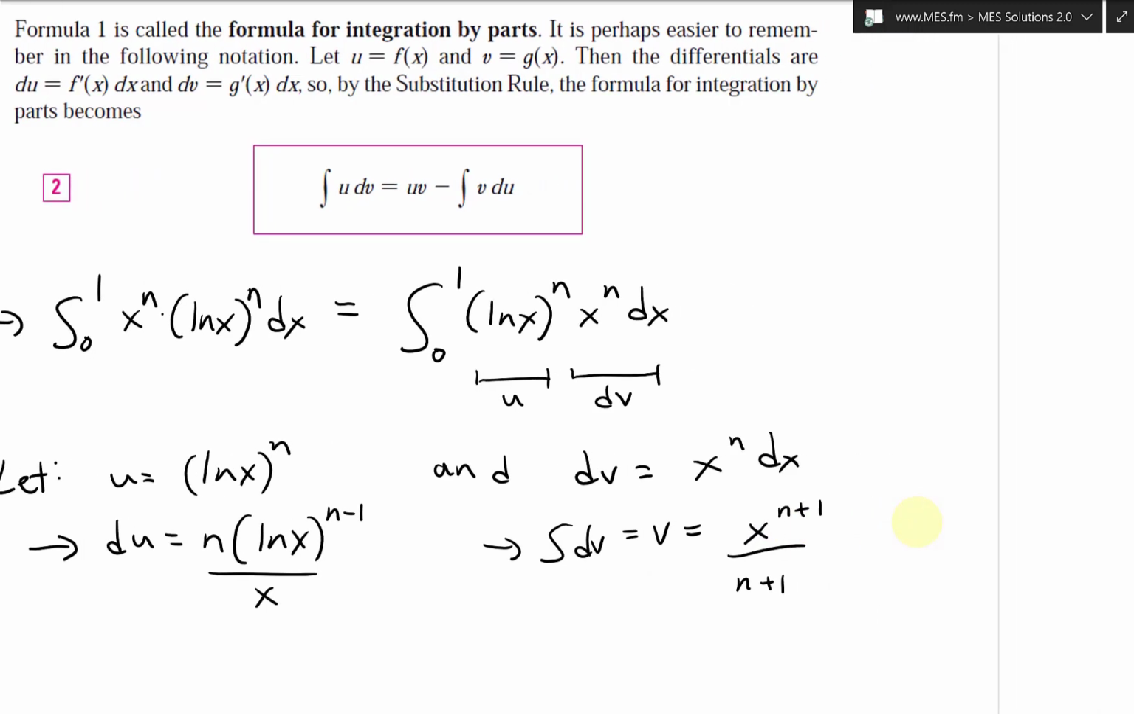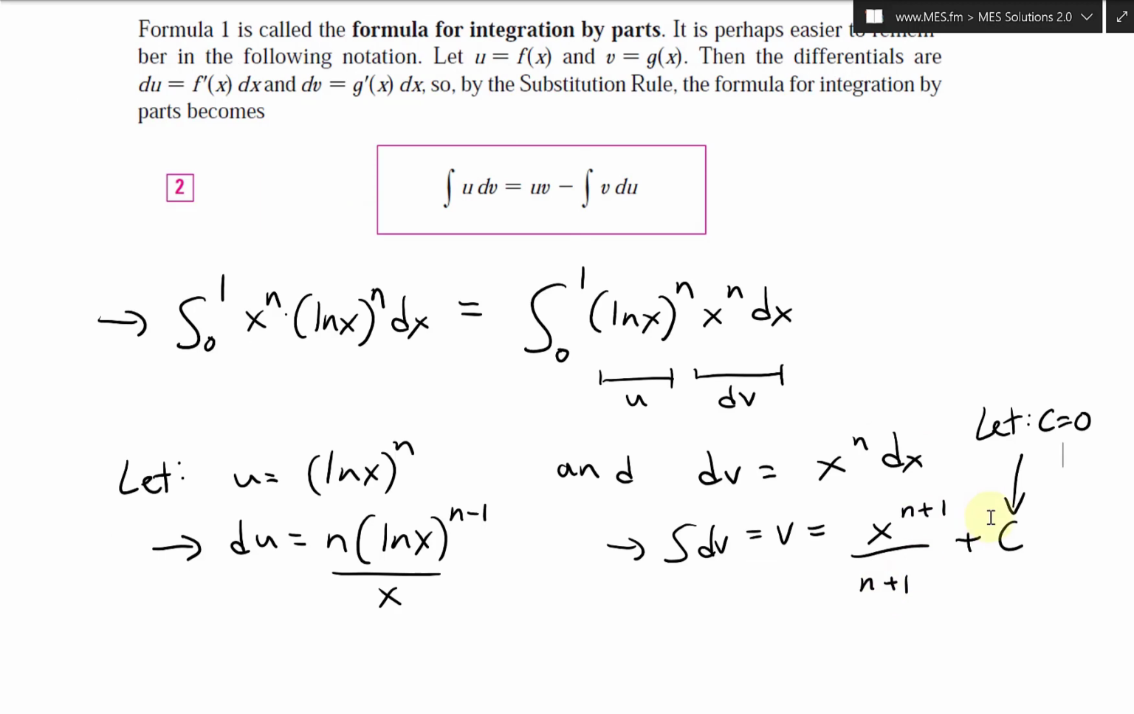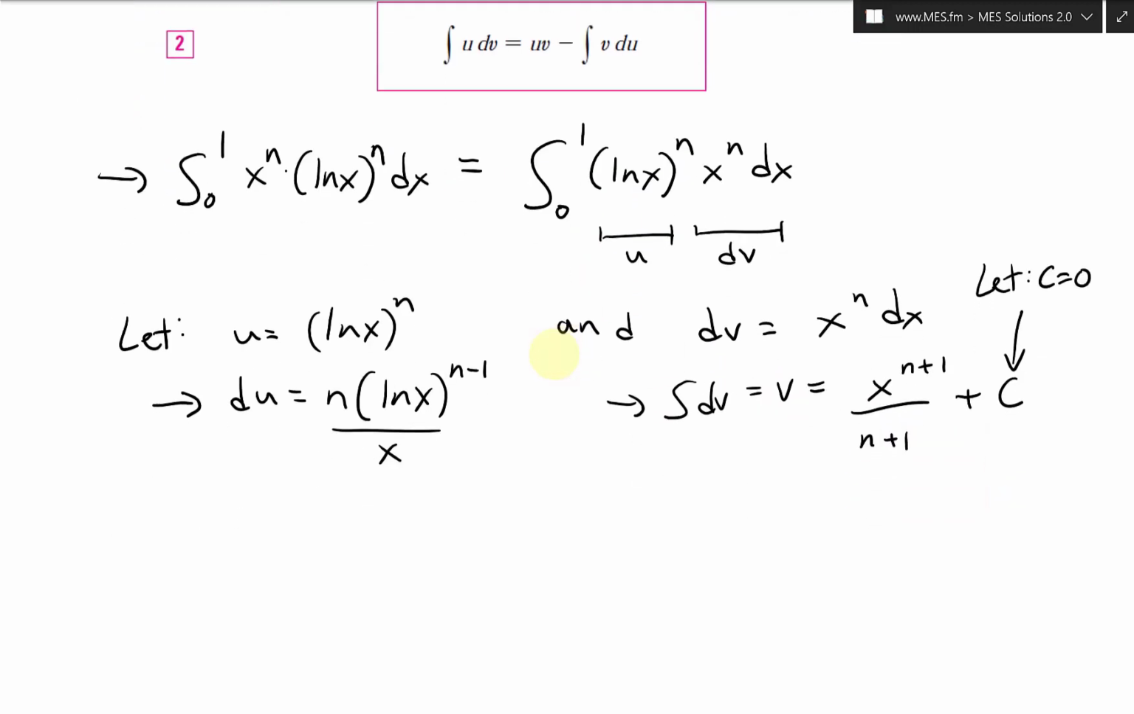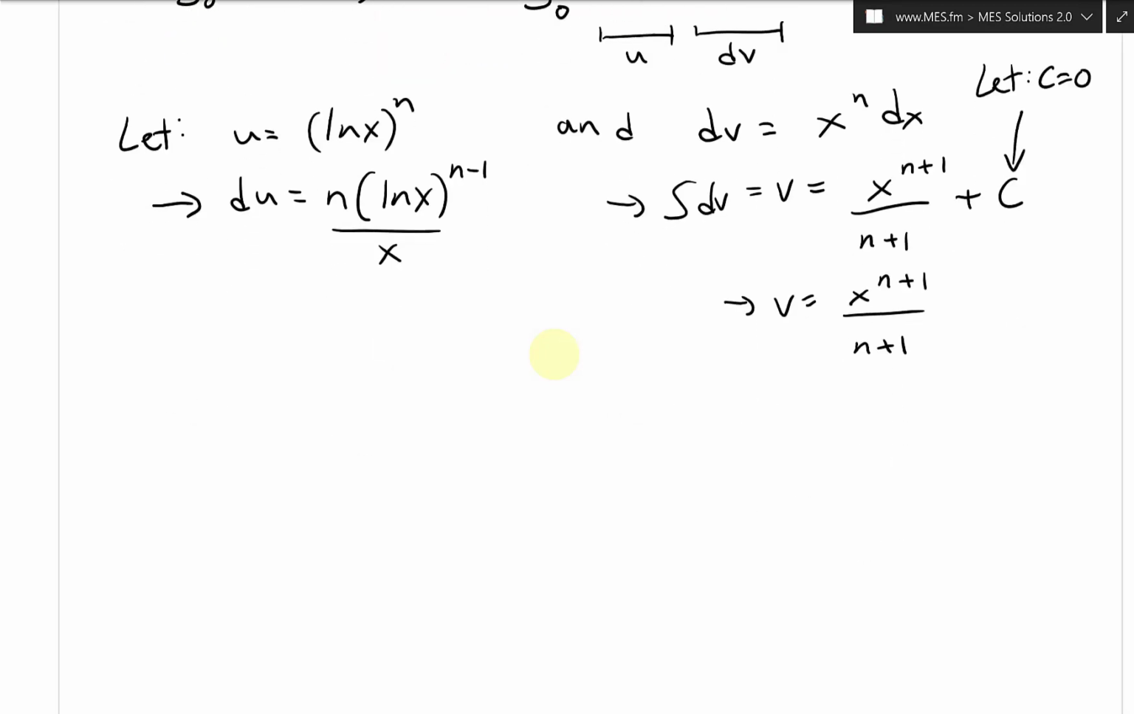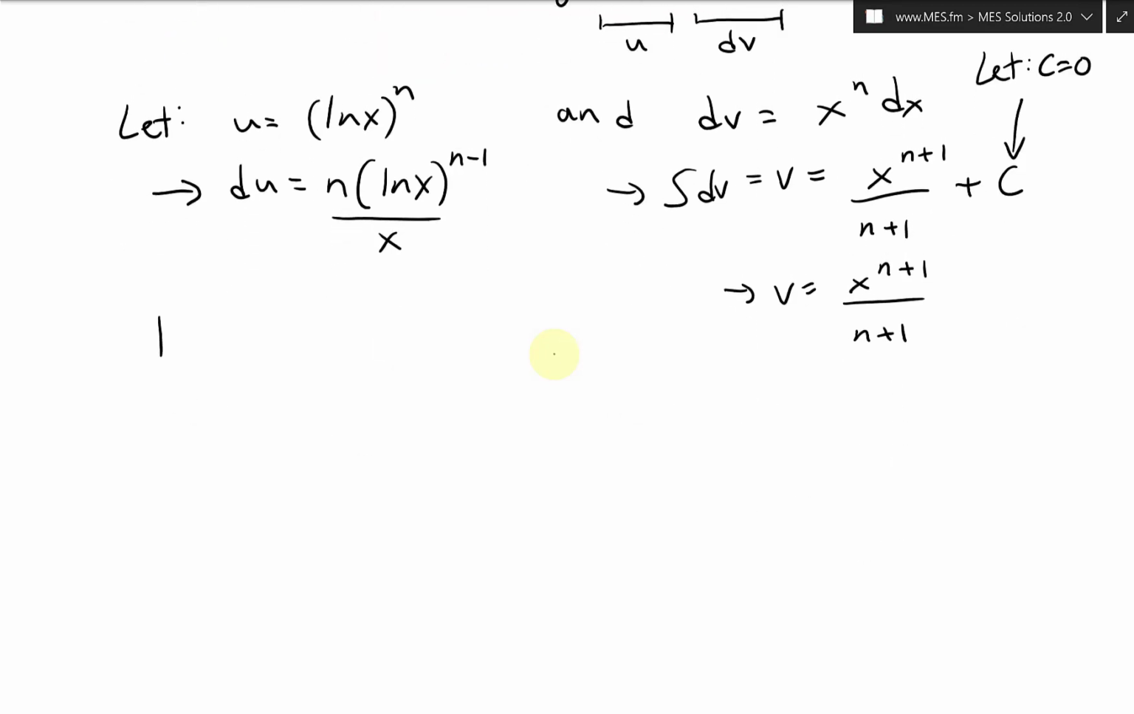And as always, you're going to have a constant. So I'm going to have a constant c, and let c equal 0 here. Even if it's something else, it's going to cancel out when we're doing this definite integral. Thus we have v equals 2 x^(n+1) over n+1, like that.